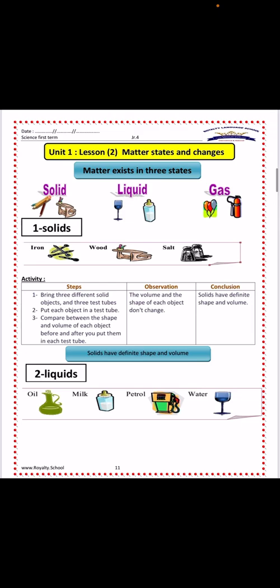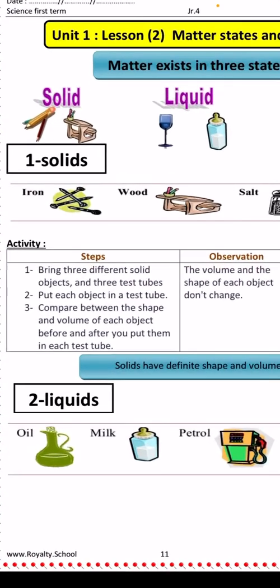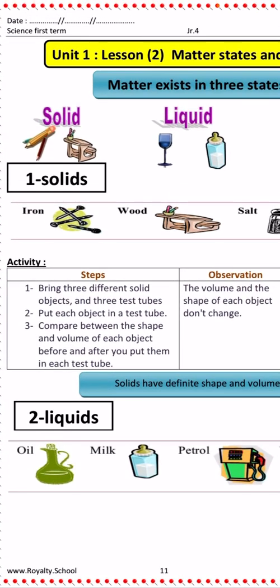Now, we will study the shape and the volume of solid matter. We will bring 3 different solid objects and 3 test tubes, and we will put each object in a test tube and compare the shape and volume of each object before and after we put them in the test tube. We can use a test tube, a beaker, or a conical flask.